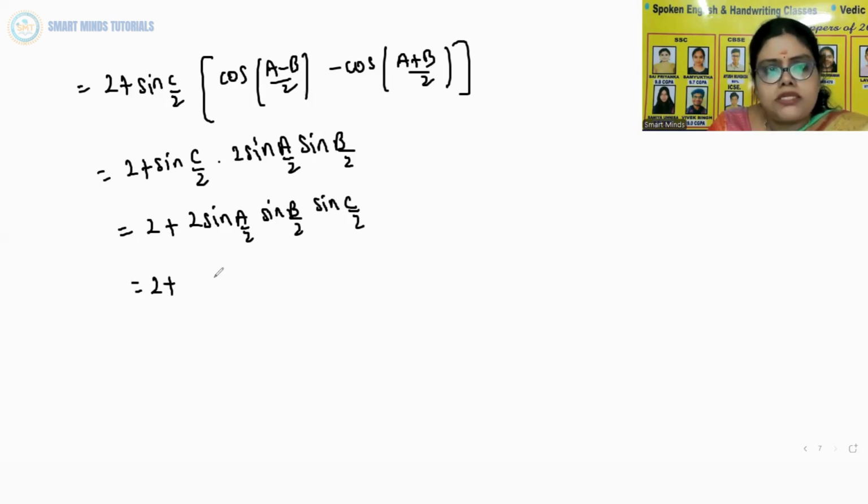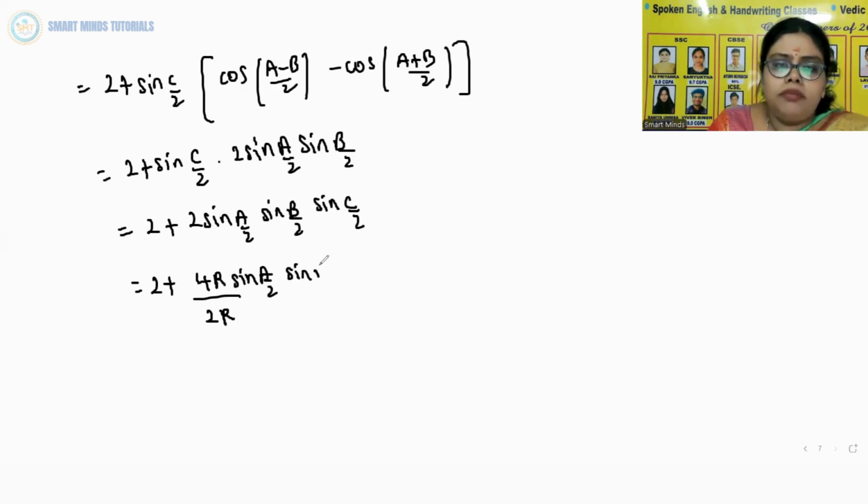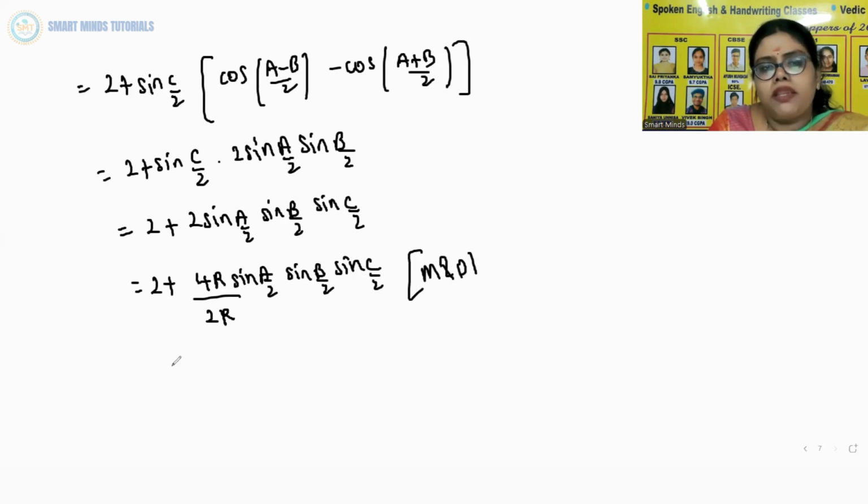So that is 2 plus. Here we are multiplying and dividing by 2R, so that will become 4R by 2R sin A/2 sin B/2 sin C/2. So that is 2 plus 4R sin A/2 sin B/2 sin C/2 by 2R, and 4R sin A/2 sin B/2 sin C/2 is the formula for small r. This is the RHS.